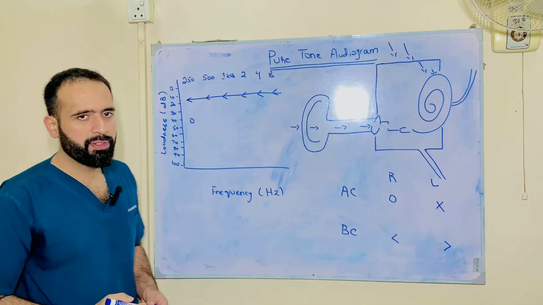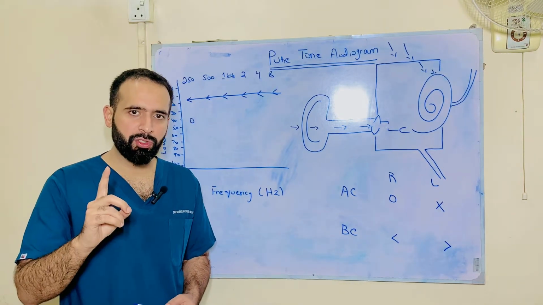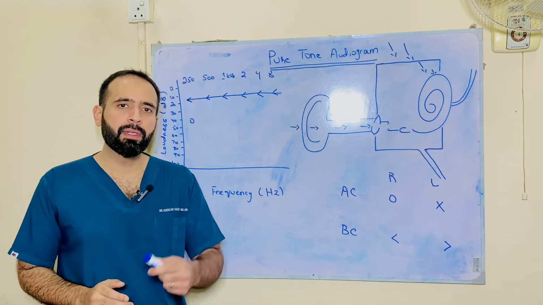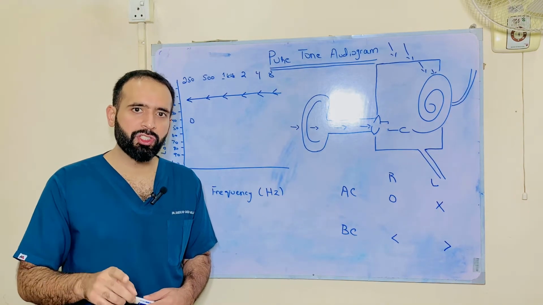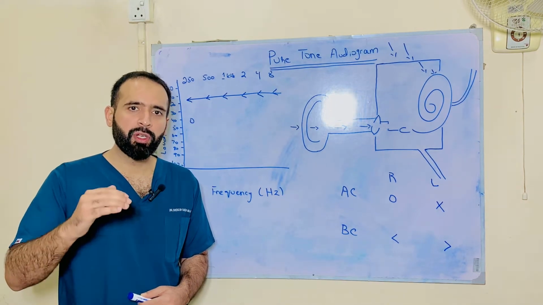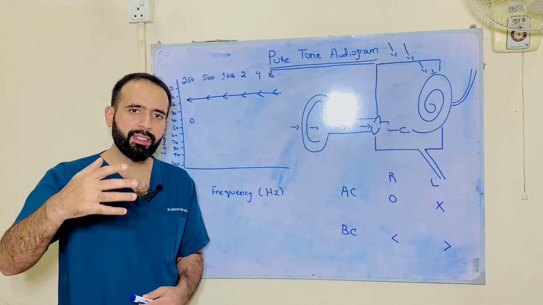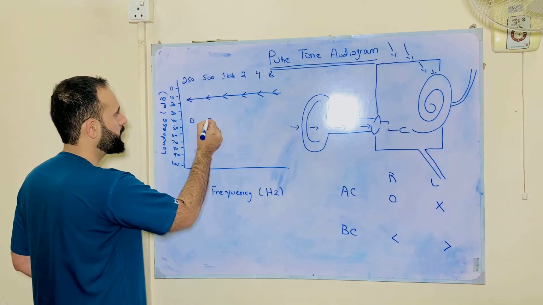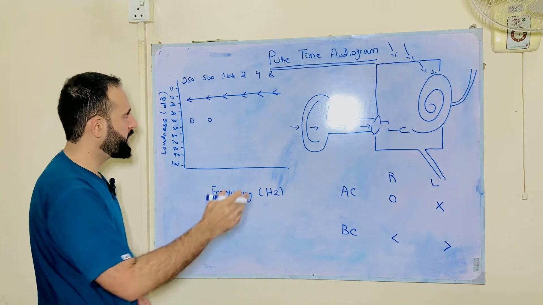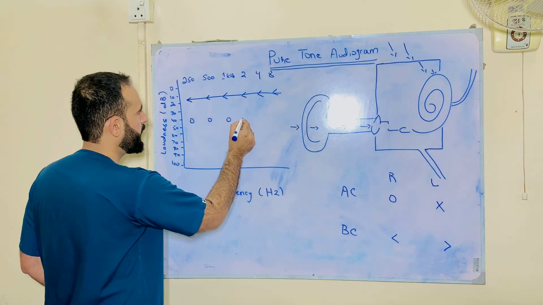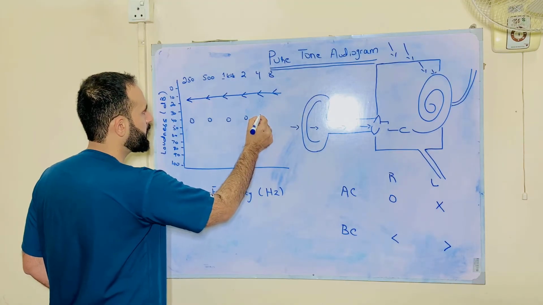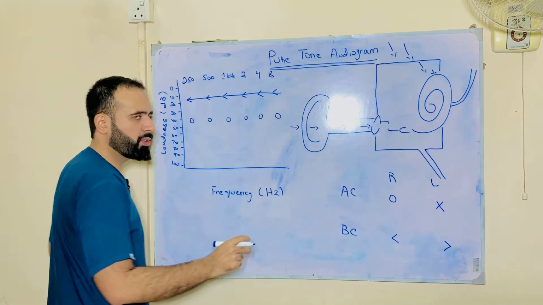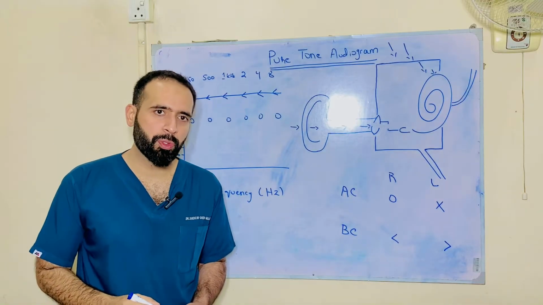And then I will select 500 Hz. Again, since the pathway is compromised, the patient will not be able to hear the air conduction at 10 or 20 decibels. So I have to increase the loudness. Let's say the patient hears the sound at 40 decibels. Again, I mark a point here. And the same way we test for other frequencies. And let's say the patient hears all the sounds at 40 decibels because the air conductive pathway is compromised.